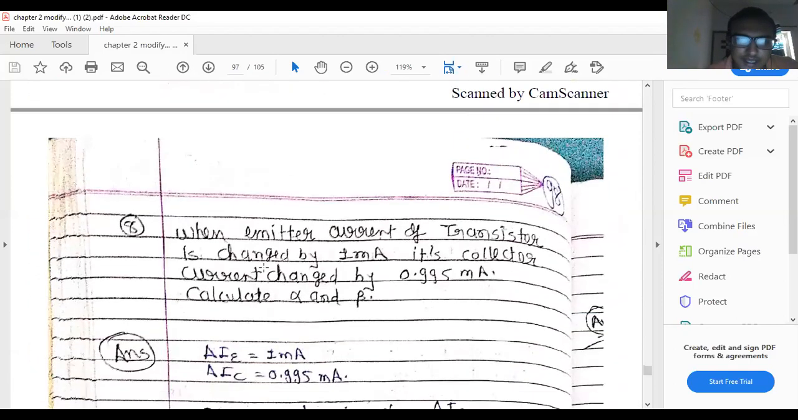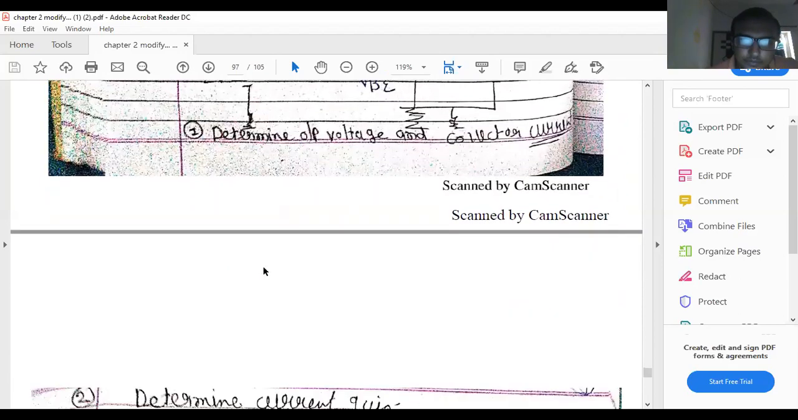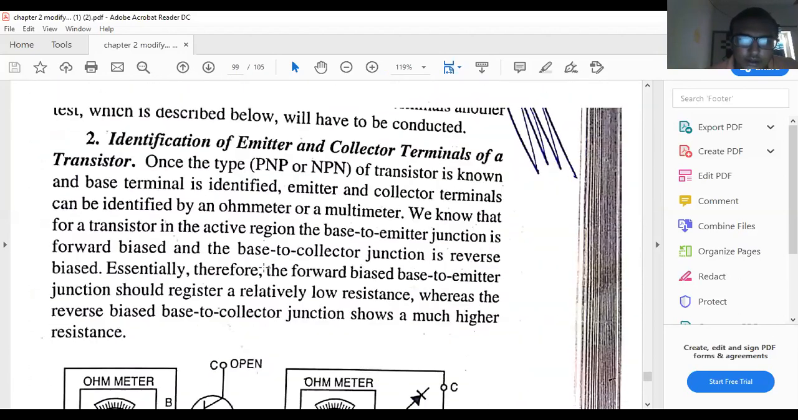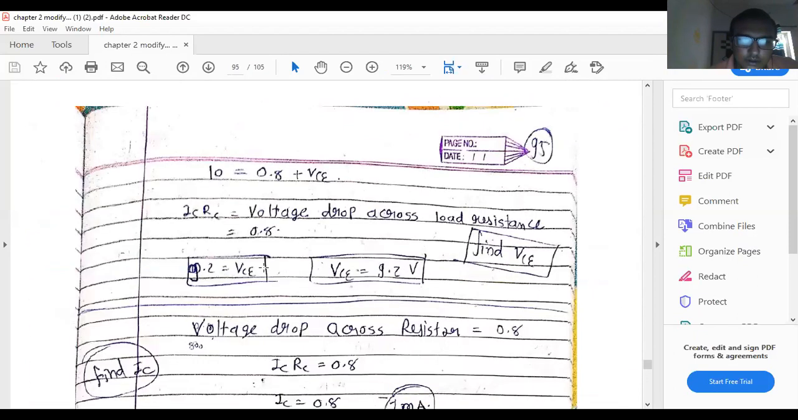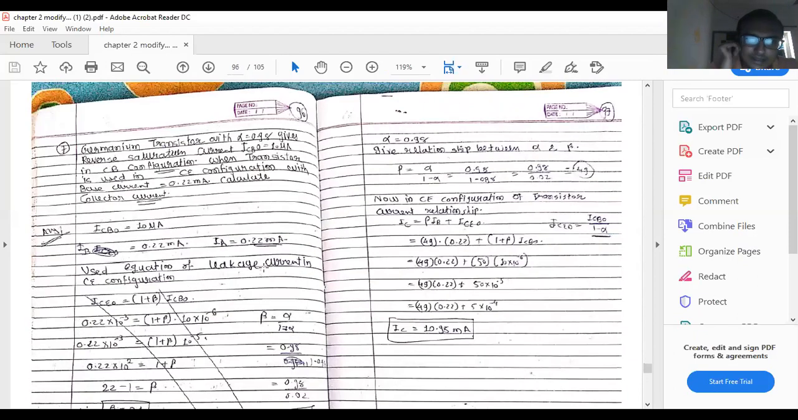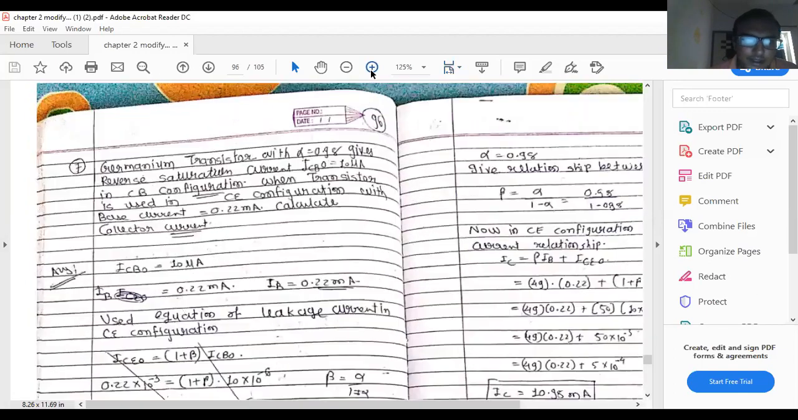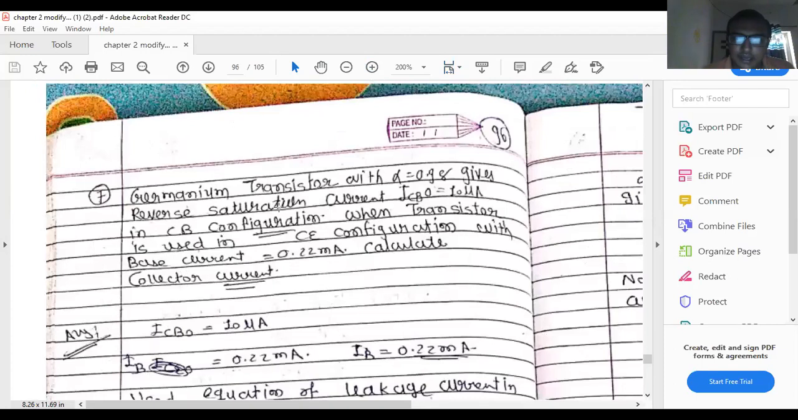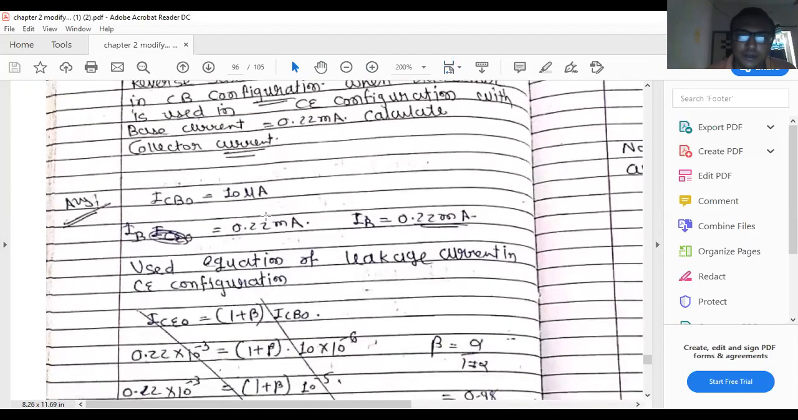Now consider the next example. A germanium transistor with alpha equal to 0.98 and reverse saturation current ICBO equal to 10 microampere is connected in common base configuration. When the transistor is used in common emitter configuration with base current equal to 0.22 milliampere, calculate the value of collector current.